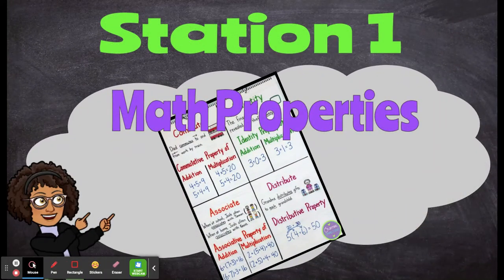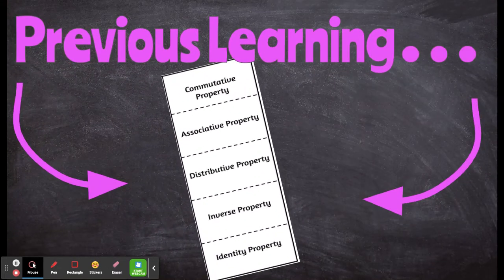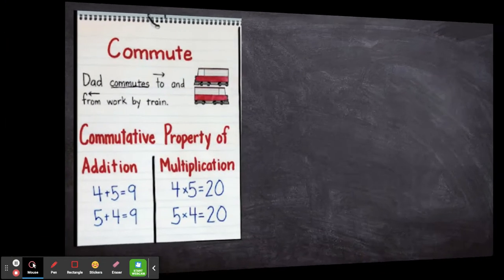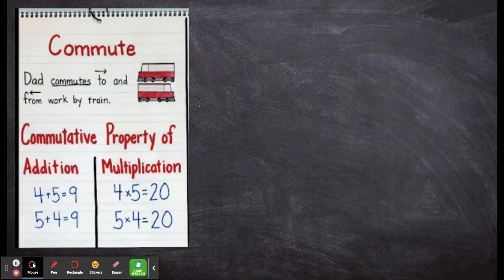All right. So, station one, math properties. So, guys, please watch this video before going through station one. And it's not just a please, it's a have to. All right, so previous learning. You guys completed this foldable last week with the commutative property, associative property, distributive property, inverse property, and identity property using Speak Agent. So now we're going to go a little bit deeper.